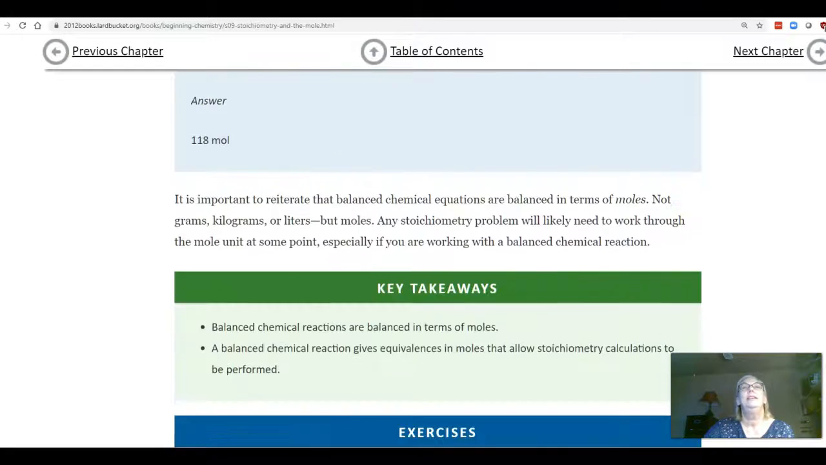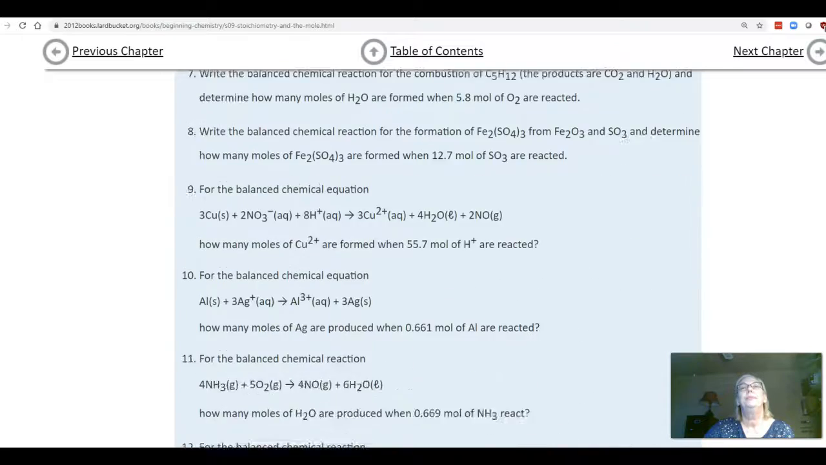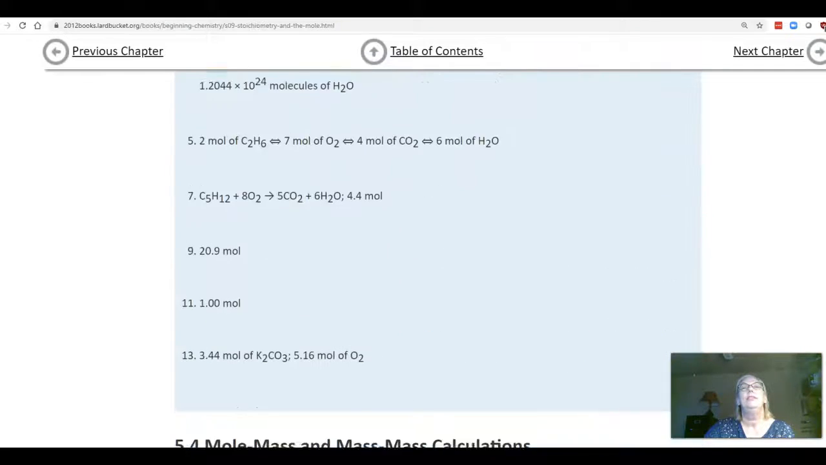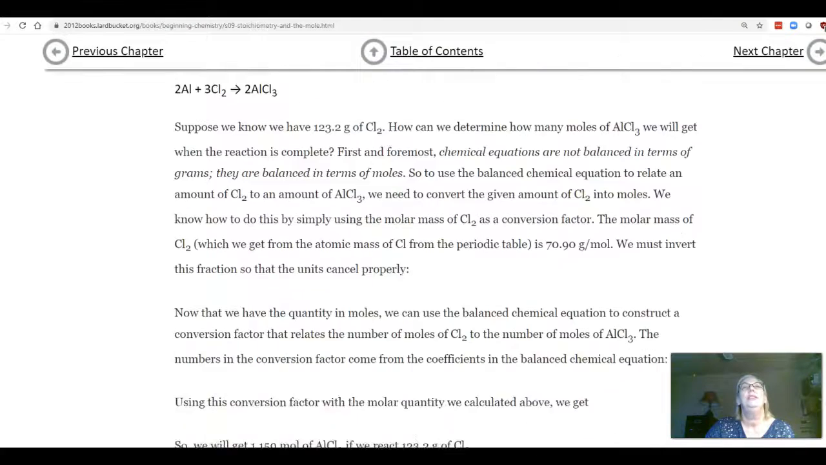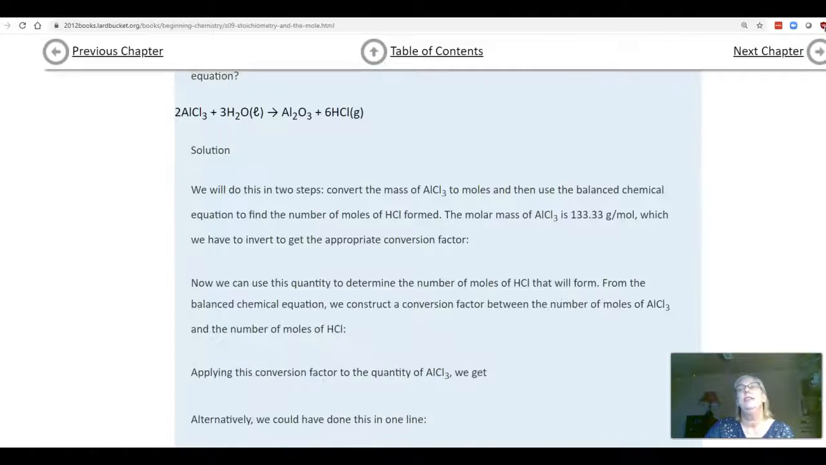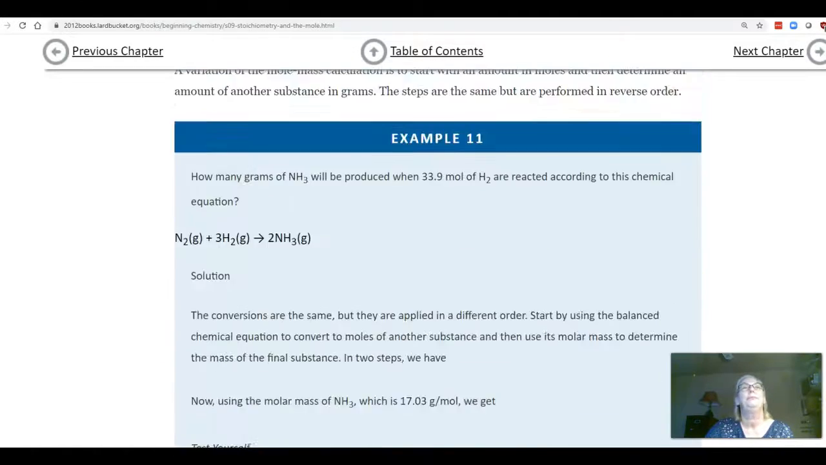The next harder level is the mole-to-mass calculation or the mass-to-mass calculation. This is the next level of complexity, and then this is the hardest one, I would think, mass-to-mass for most people. So take your time, do all the practice problems that you can so you get really proficient at it, because these are on the unit test.